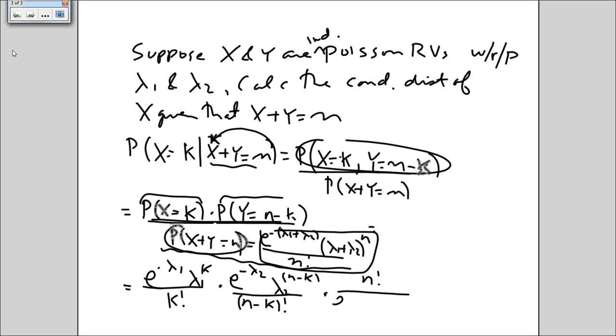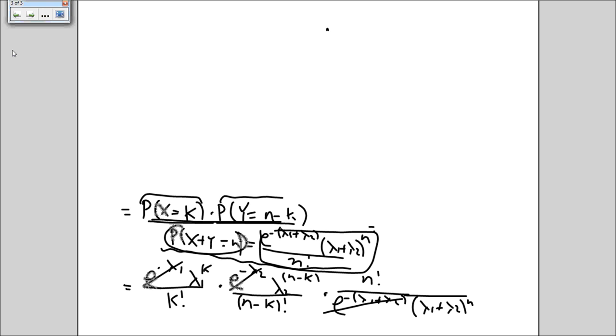N factorial over e to the negative lambda 1 plus lambda 2 times lambda 1 plus lambda 2 to the n. Now, e to the negative lambda 1 times e to the negative lambda 2 is e to the negative lambda 1 plus lambda 2. So that mess canceled out in the bottom. Let me erase a lot on the top and continue. Now it's mostly all algebra, if not 100% all algebra.